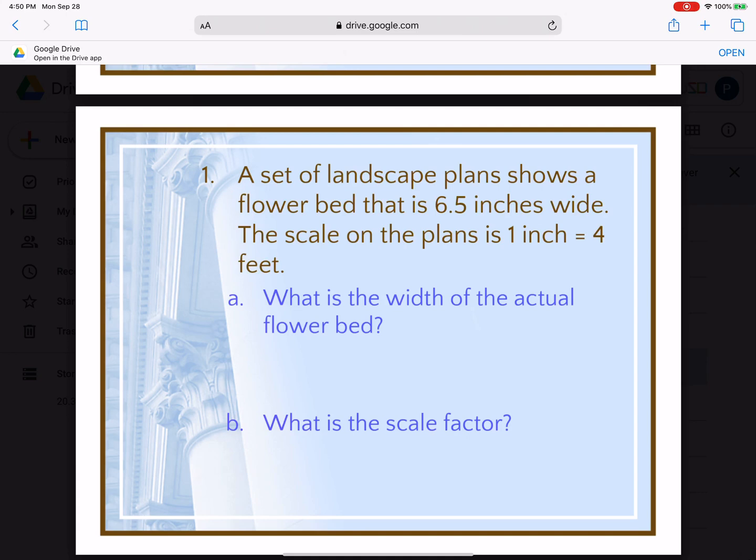For the sake of this question, we're going to figure out the scale factor going from, well, we'll do both scale factors. We'll go from the landscape plans to the actual landscape, and then from the actual landscape back to the plans. Okay? So let's work on this.